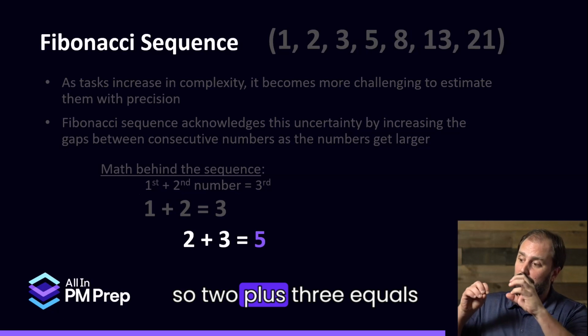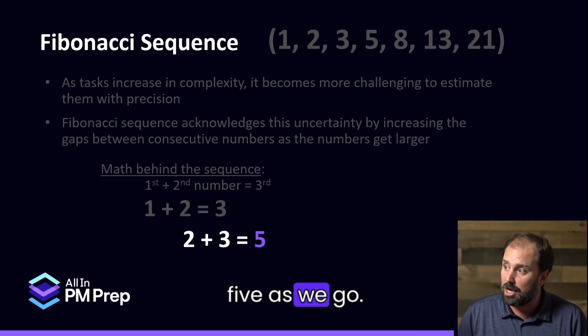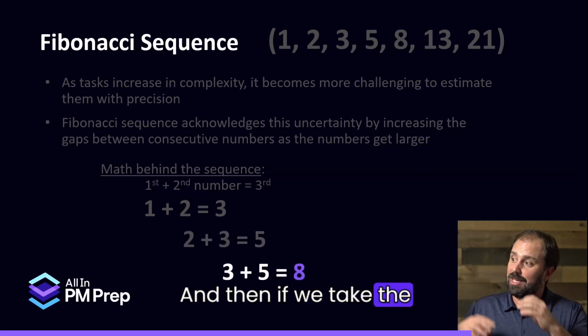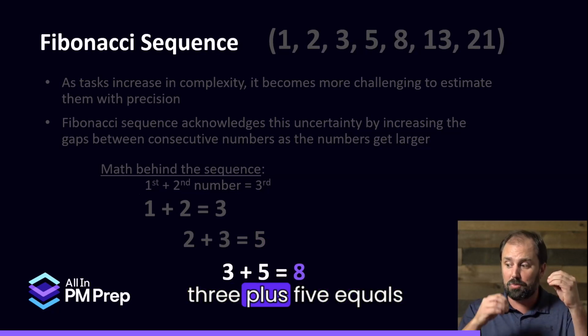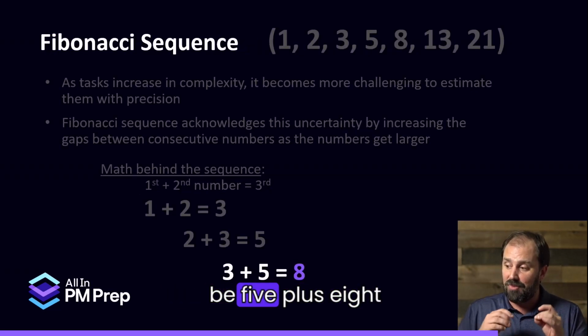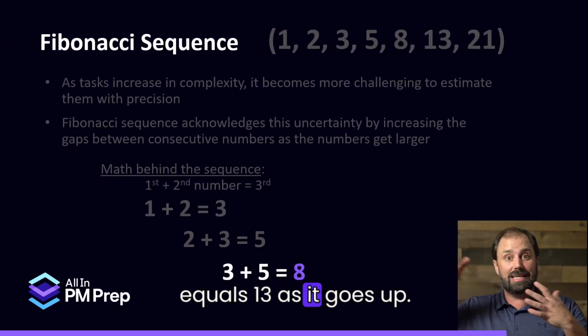So 2 plus 3 equals 5 as we go. 1, 2, 3, 5. So you see that 2 plus 3 equals 5. And then if we take the next two numbers, 3 plus 5 equals 8. And as we go through here, the next bigger number would be 5 plus 8 equals 13 as it goes up.